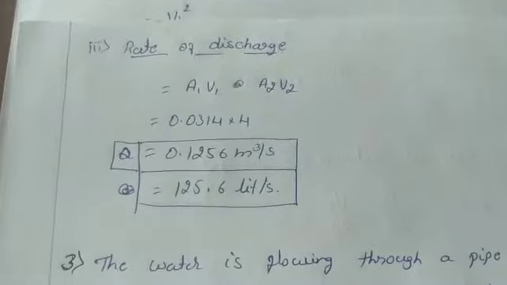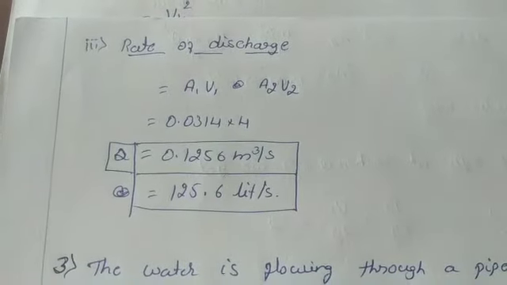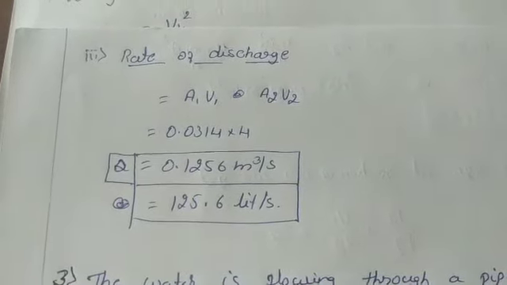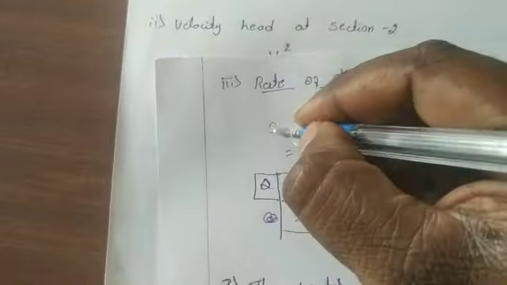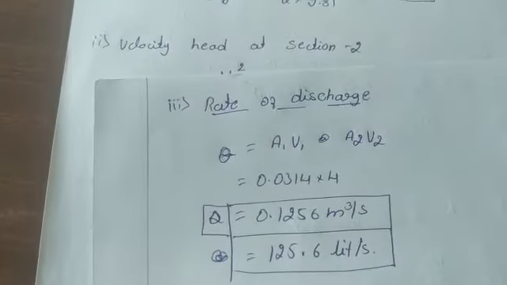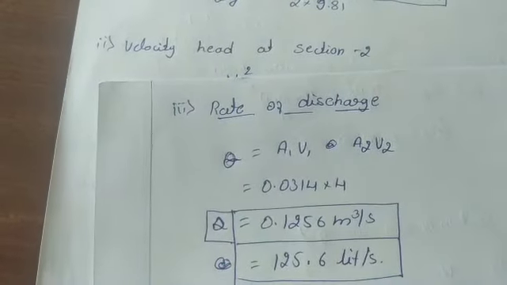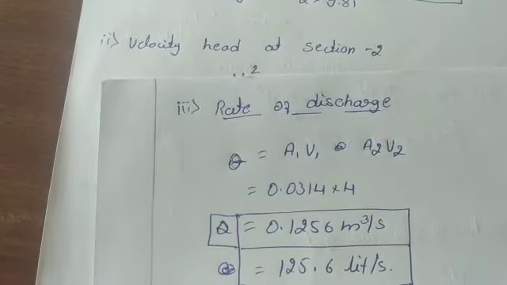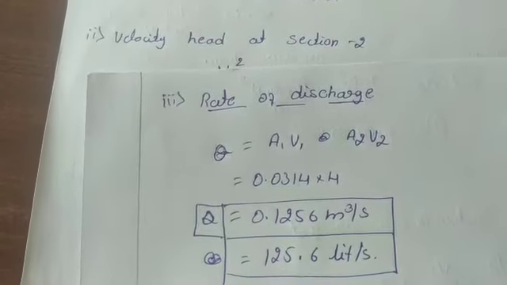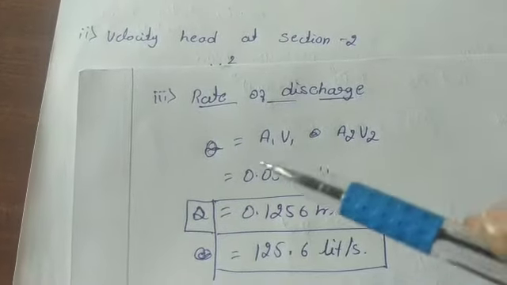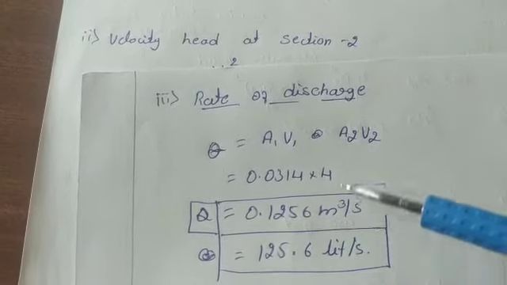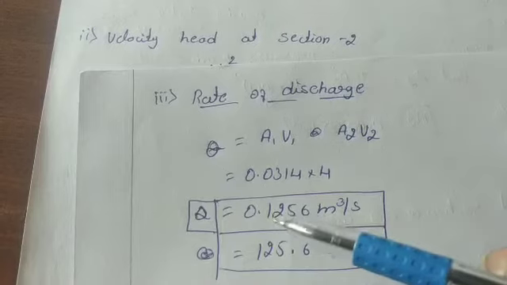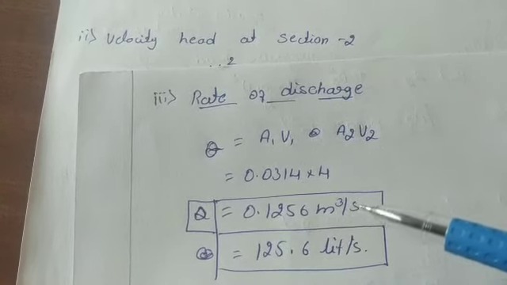The rate of discharge can be represented by Q. Q is equal to A1 V1, which is equal to A2 V2. We can take any equation. You can take any equation, A1 V1 is better. So A1 is this one and V1 is 4. Substitute that value, and we get 0.1257 meter cube per second.